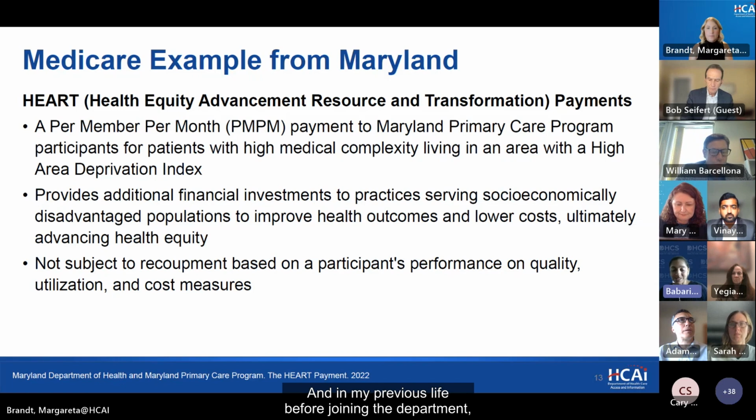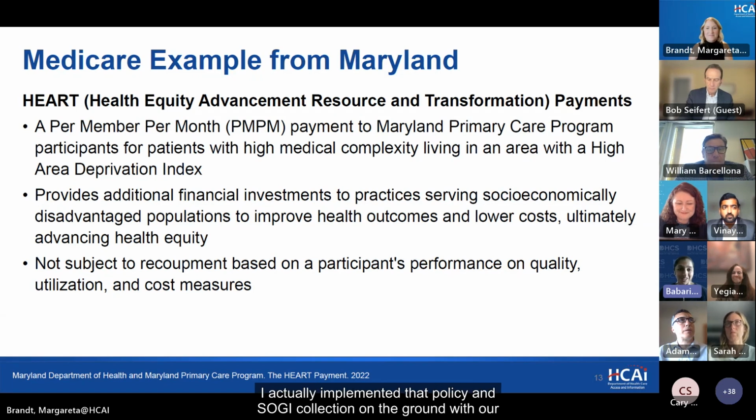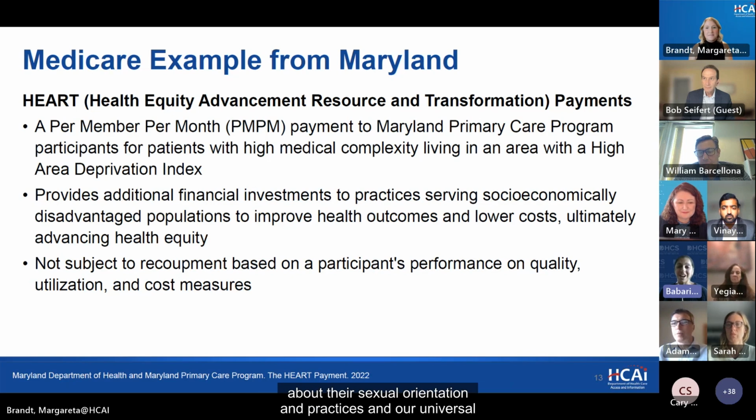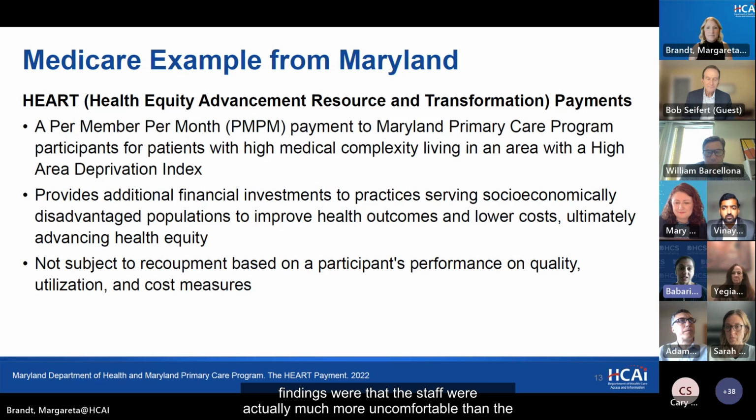And in my previous life, before joining the department, I actually implemented that policy and SOGI collection on the ground with our providers and patients in clinics. And universally, everyone was so nervous about it. What are the patients going to say? Even talking to my own 80-year-old Eritrean-speaking patients that I'm asking about their sexual orientation and practices. And our universal findings were that the staff were actually much more uncomfortable than the patients.